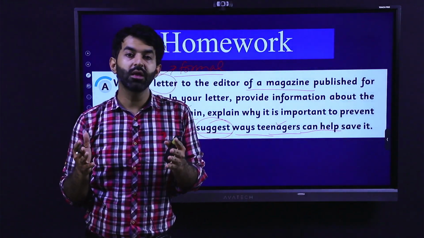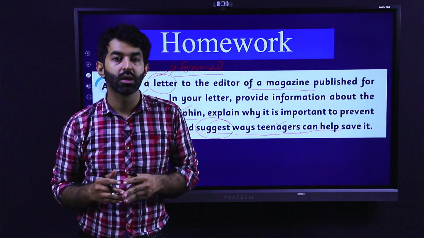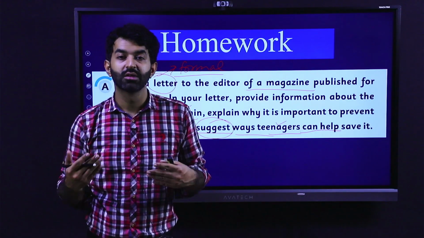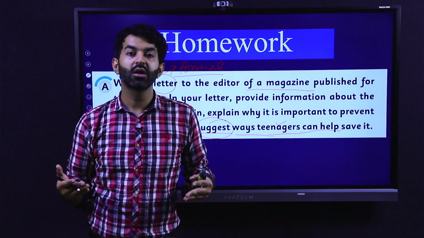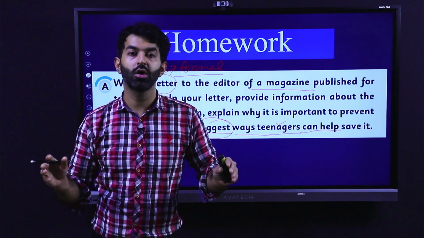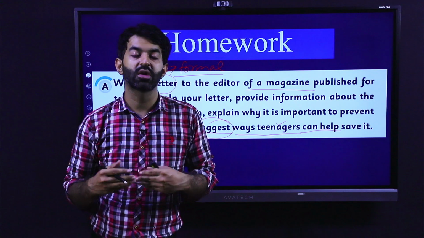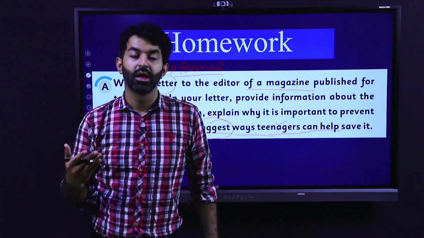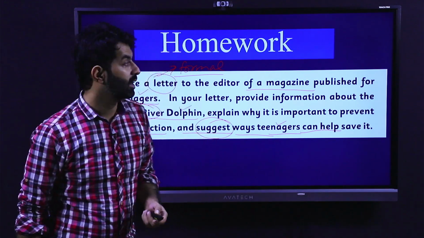Now, what will be the subject of this formal letter? So the subject can be saving Indus River dolphins, protecting rare Indus River dolphins. This is going to be the subject of your formal letter. And you can write your salutations like respected editor and follow all those conventions that we have talked about in the lesson.